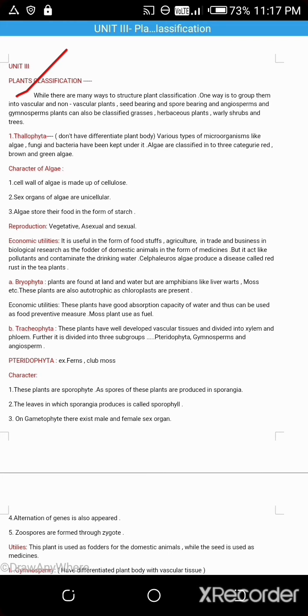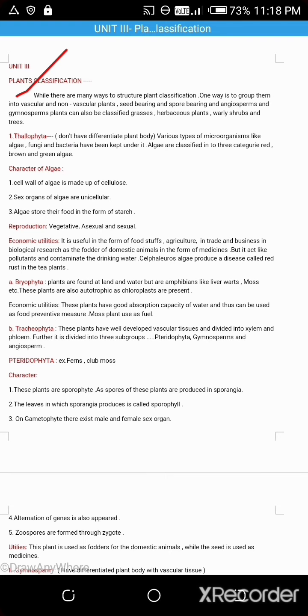Number 1. Thallophyta. They don't have a differentiated plant body. Various types of microorganisms like algae, fungi, and bacteria have been kept under it. Algae are classified into 3 categories: red, brown, and green algae.